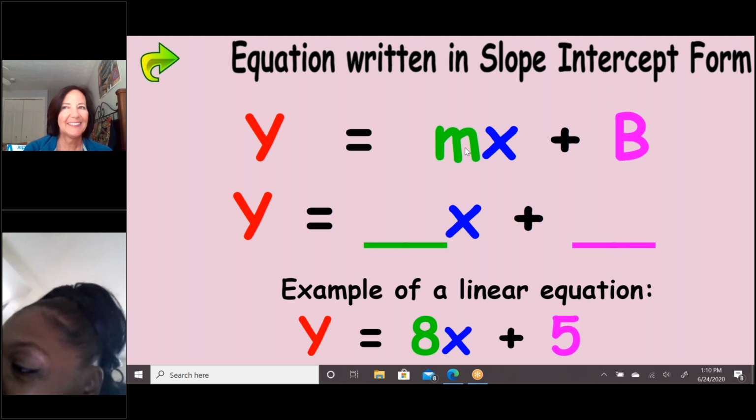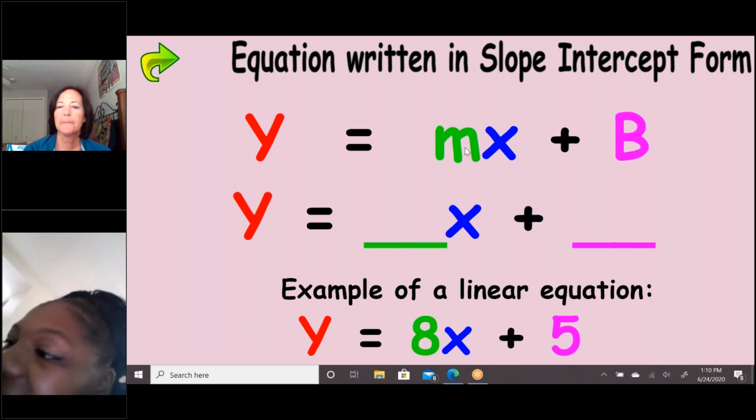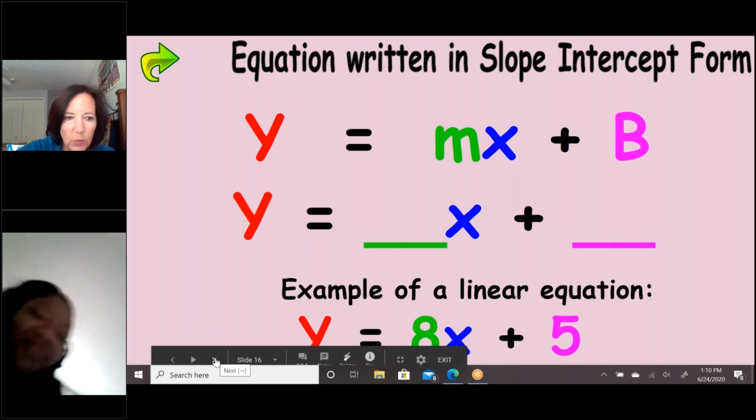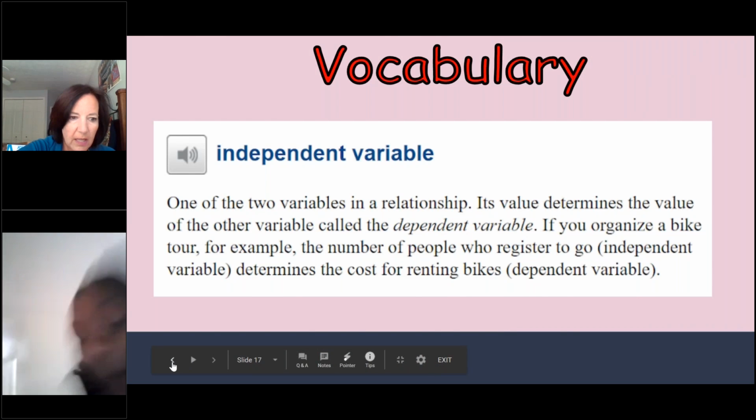So see if you can get this one. What is the y-intercept for y equals 8x plus 5? 5. Perfect. That's it. It's that simple. Okay. So that's what we talked about last week.